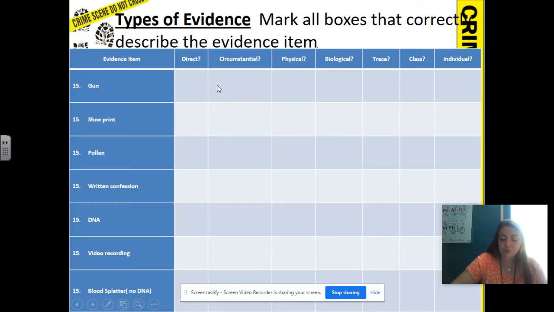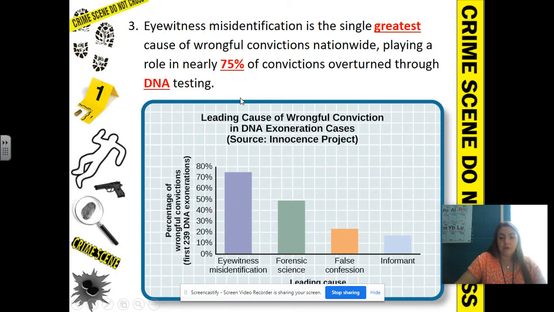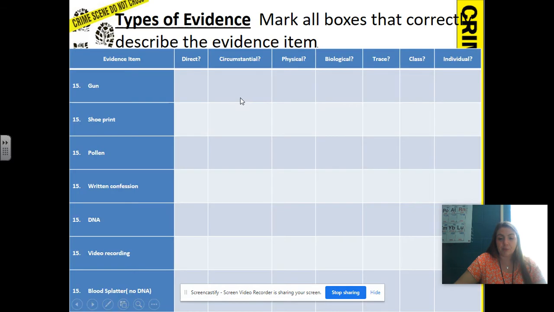All right, so all we're going to do is do this little practice, and then we're done. Oh, dang, I didn't put the little check marks in it. So you're just going to have to listen.